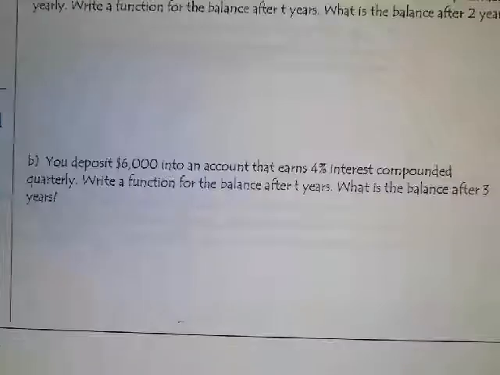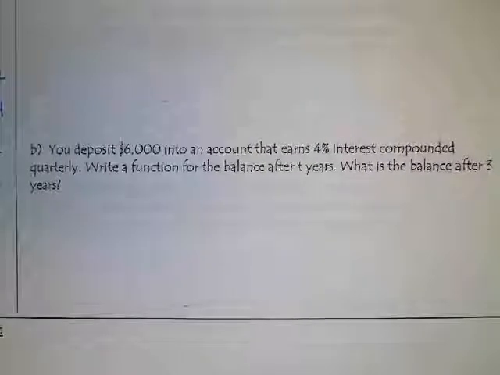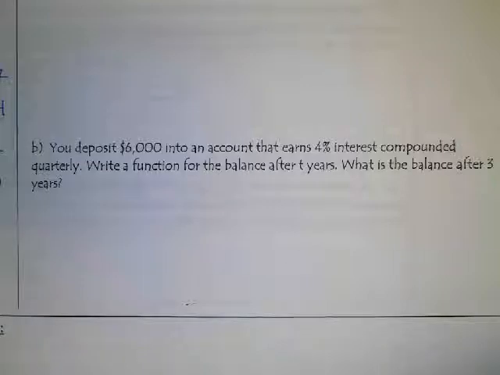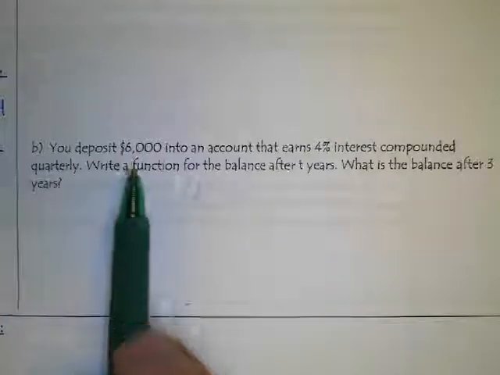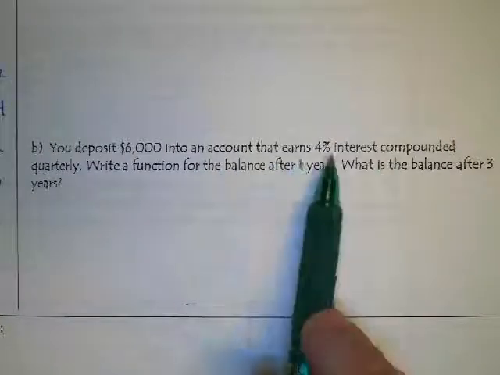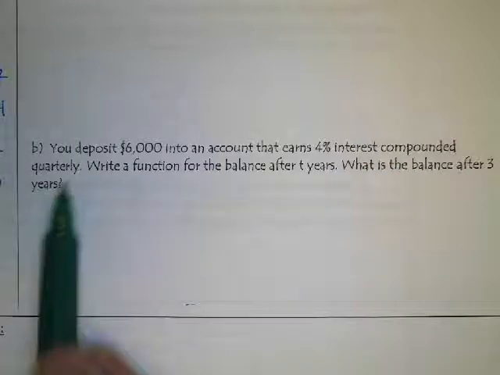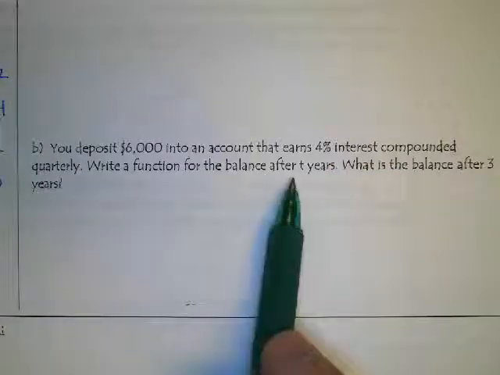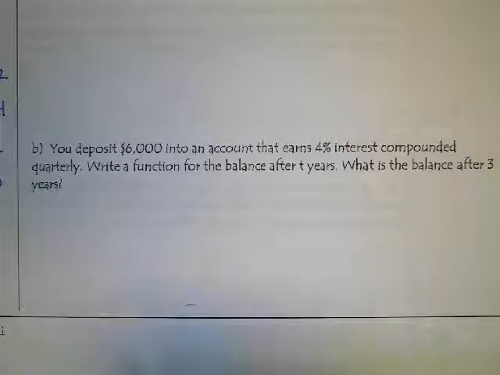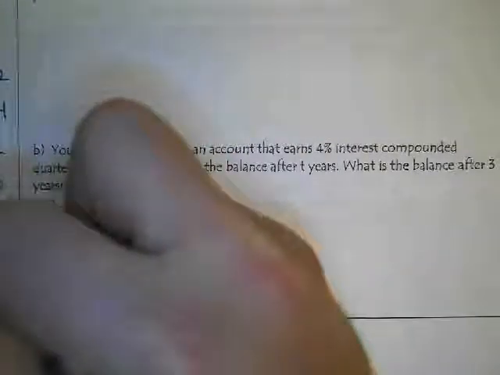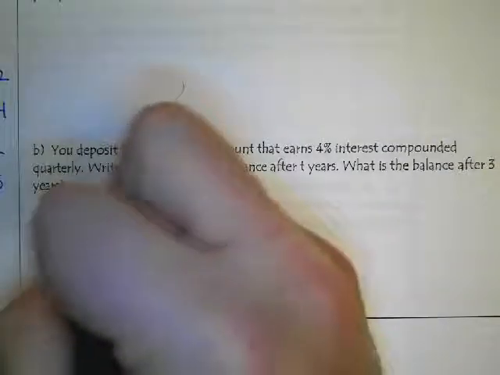So I want to do B instead of letter A, so we can really see how this works. So let's identify all our different pieces. You deposit $6,000 into an account that earns 4% interest compounded quarterly. Write a function for the balance after 2 years. What is the balance after 3 years? So our principal, our starting amount, is $6,000. That's how much we're depositing.